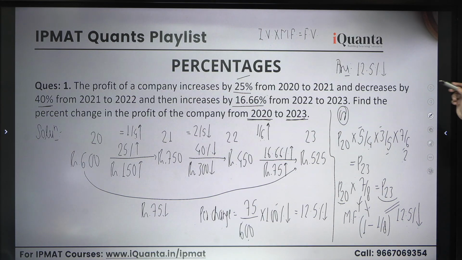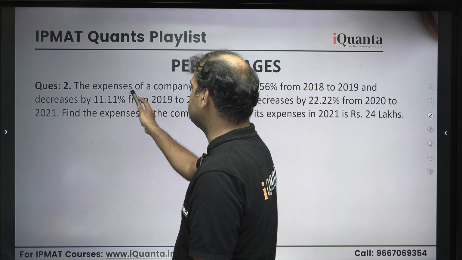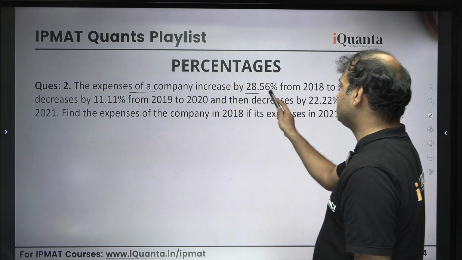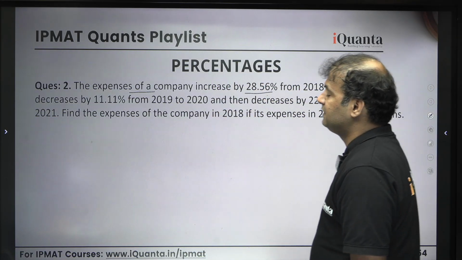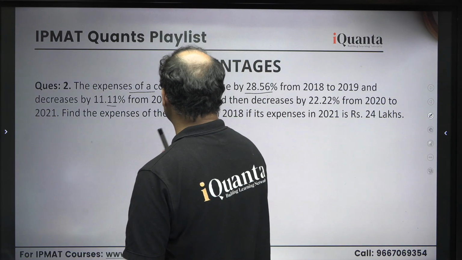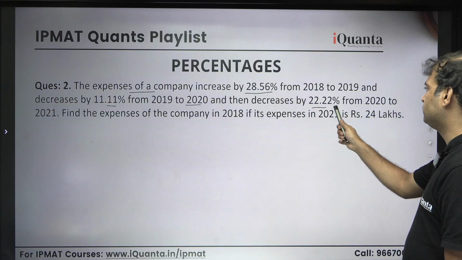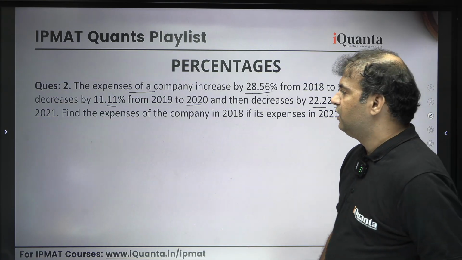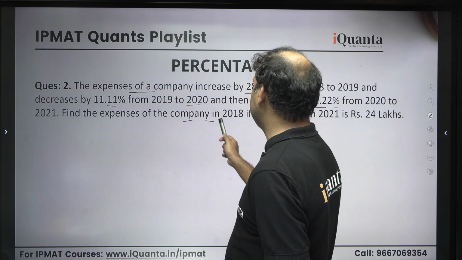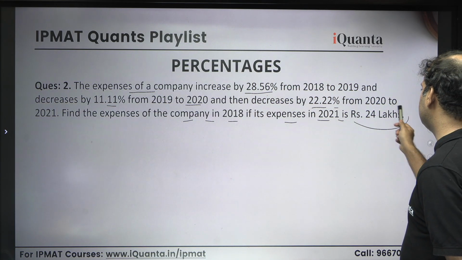Okay, let's try to look at the second question now. The second question says that the expenses of a company increases by 28.56% from 2018 to 2019, and then decreases by 11.11% from 2019 to 2020, and then again decreases by 22.22% from 2020 to 2021. Find the expenses of the company in 2018 if its expenses in 21 is rupees 24 lakh.